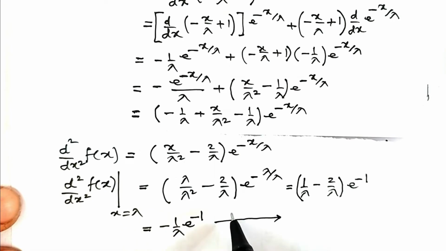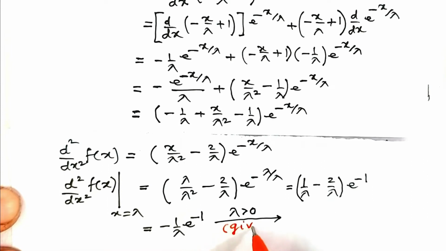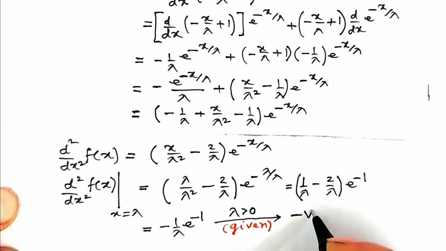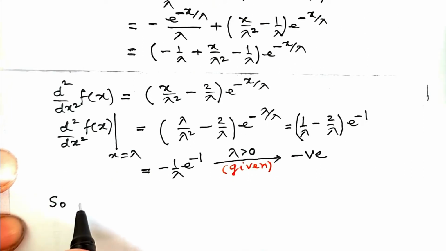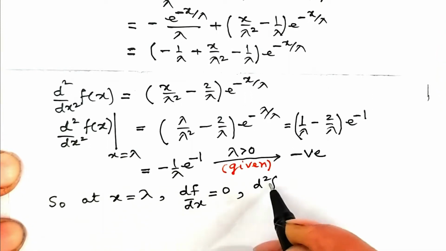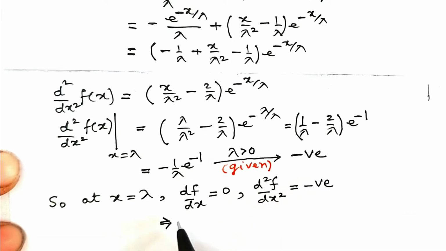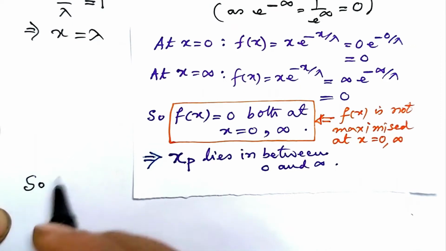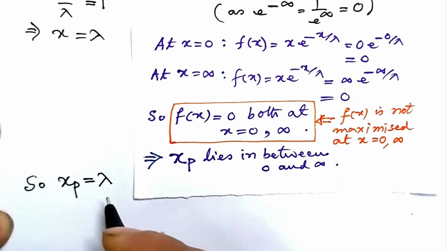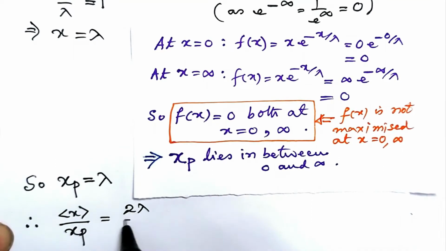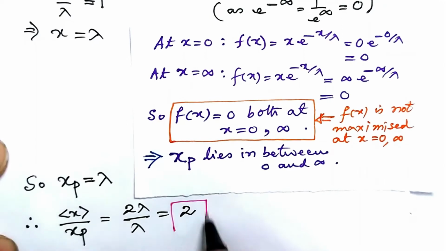Let us use lambda greater than 0, that is positive, which was the given condition, and this ensures that second derivative is negative. So we have shown that at x equal to lambda, first derivative is 0 and second derivative is negative. The condition of maxima is thus obeyed. So we now are assured that xp is lambda. Therefore, mean of x divided by xp is 2 lambda divided by lambda. The answer is thus 2.